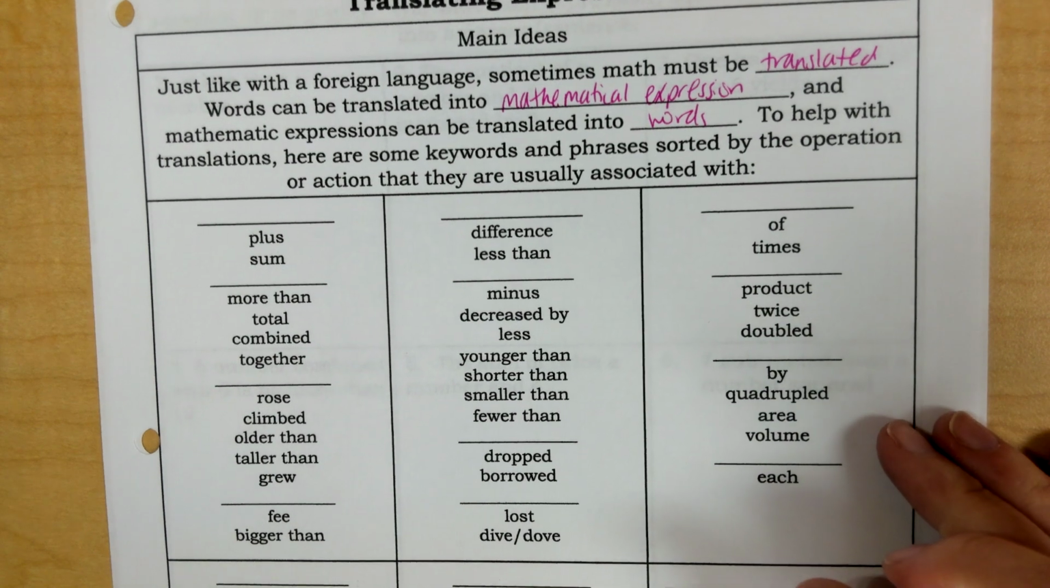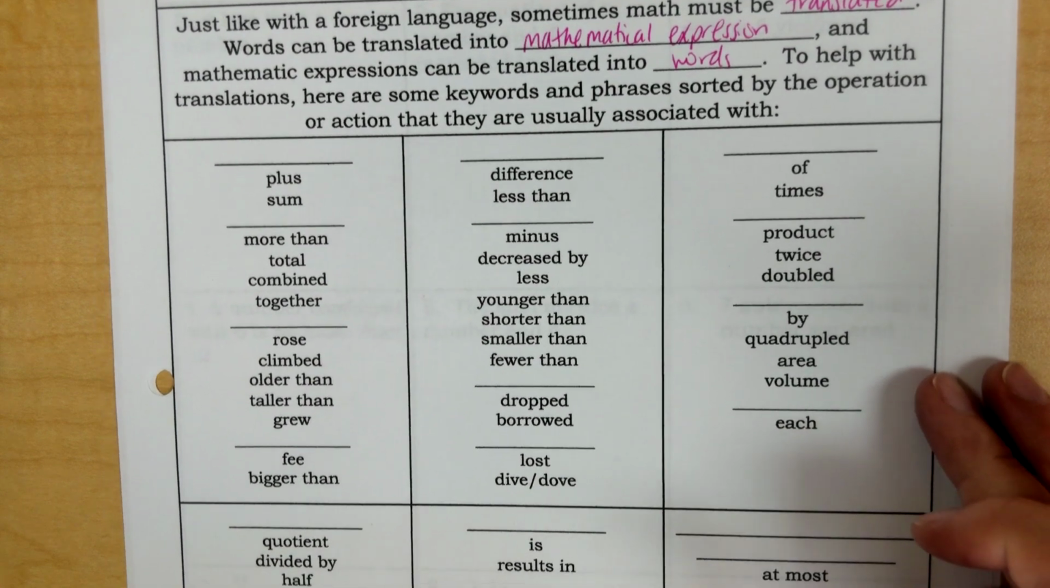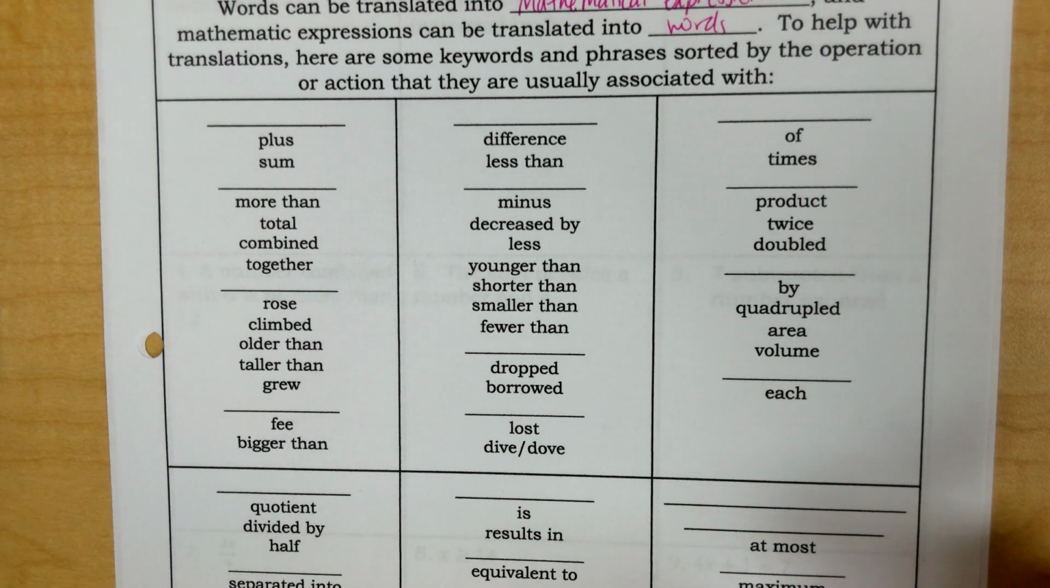So in order to help with how we can do that, I've come up with a pretty decent sized list of words and phrases that are usually associated with specific operations or specific things that we're meant to do. It's not exhaustive, so there are going to be some things on there that you'll come across that don't fit, and some of them overlap and go back and forth. But this at least is a good starting point for you to look at.